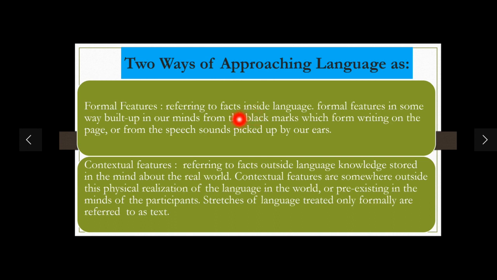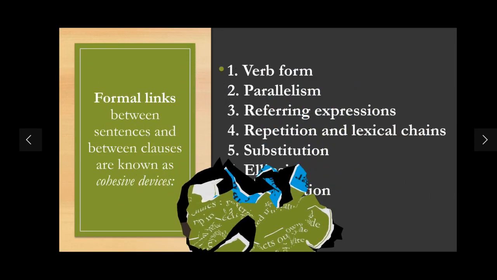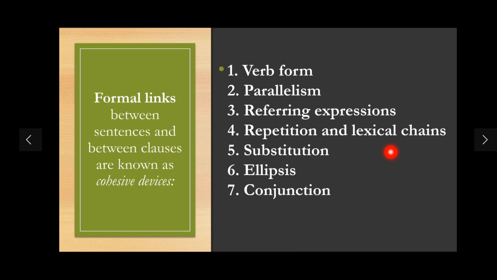While in cohesion, we look for formal features. Also, we call them cohesive devices. So this was the overall difference between cohesion and coherence in discourse analysis. Our focus in this lecture is to look for formal features or cohesive devices. We will discuss them one by one now. So here we have formal links. We will discuss these formal links one by one in detail now.